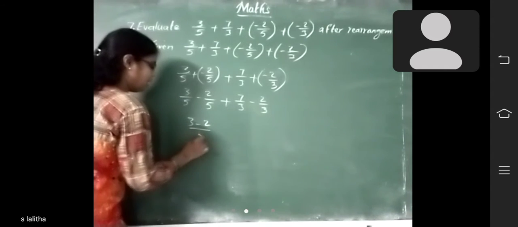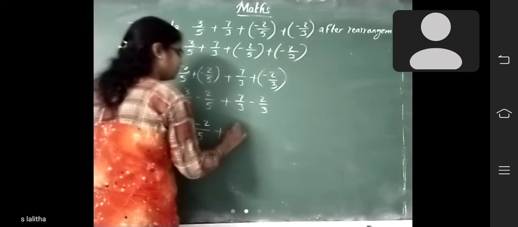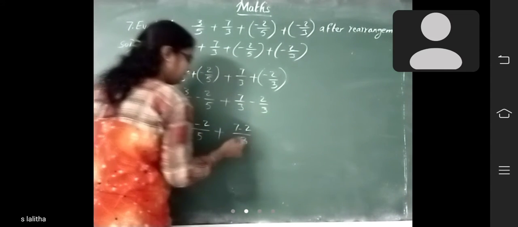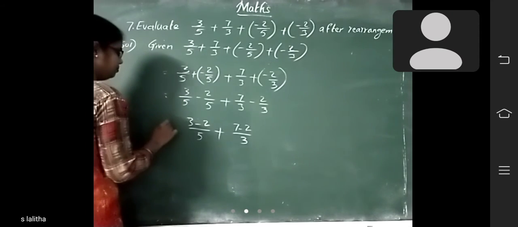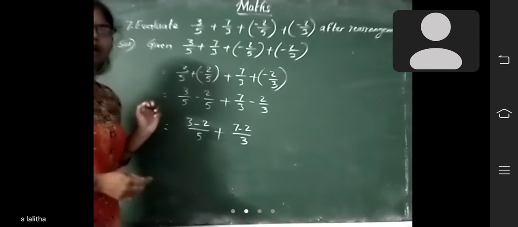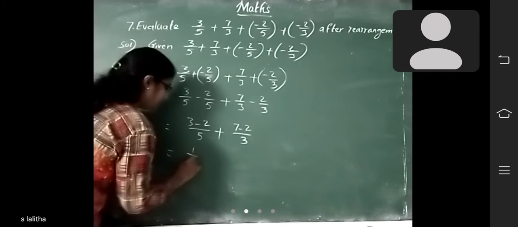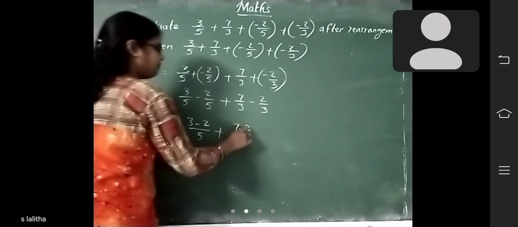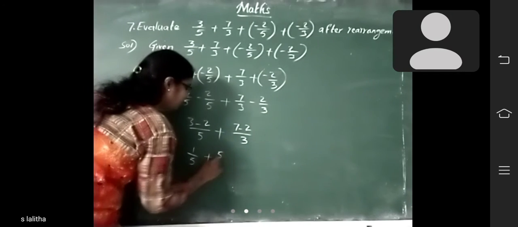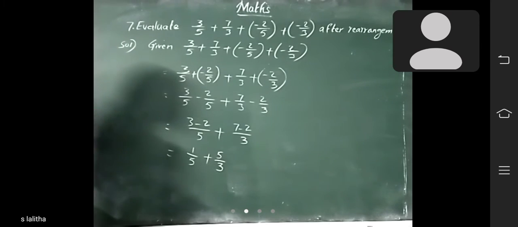3 minus 2 by 5 plus here 7 minus 2 by 3. So 3 minus 2, how much, children? 1 by 5 plus 7 minus 2, how much? 5 by 3. Okay, ma'am.